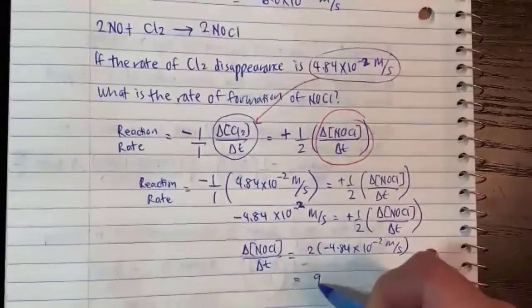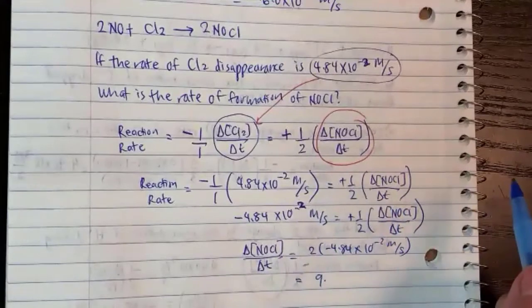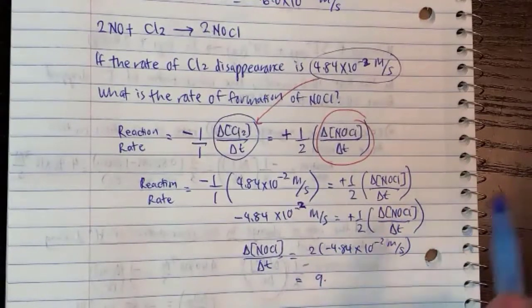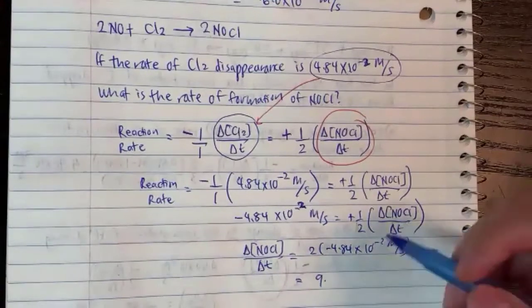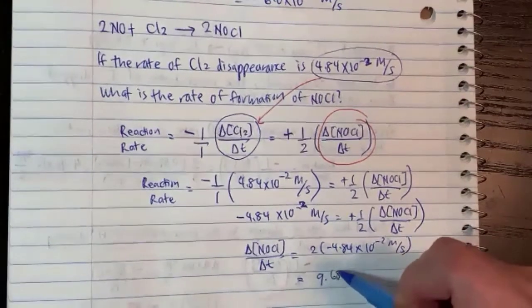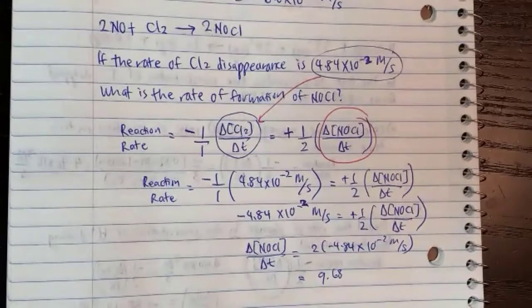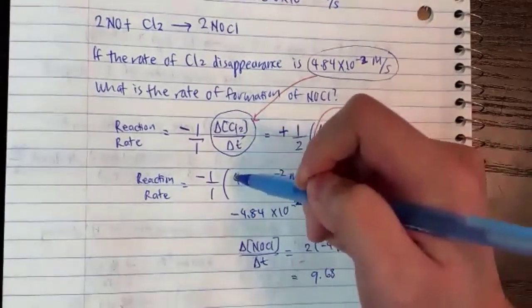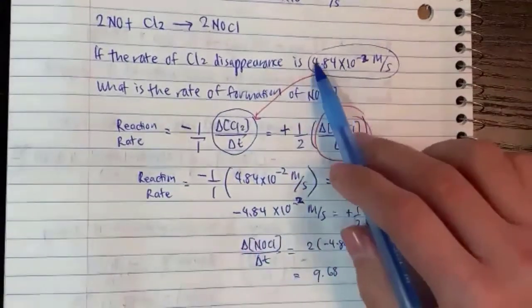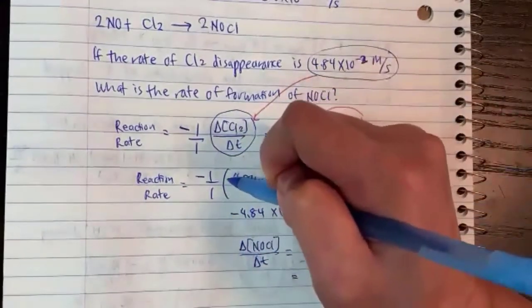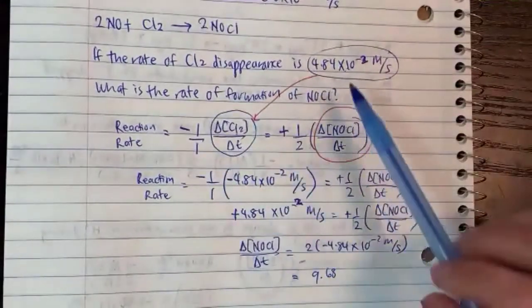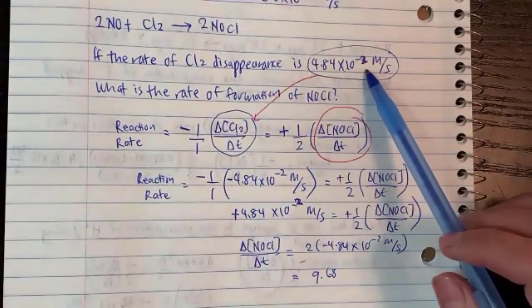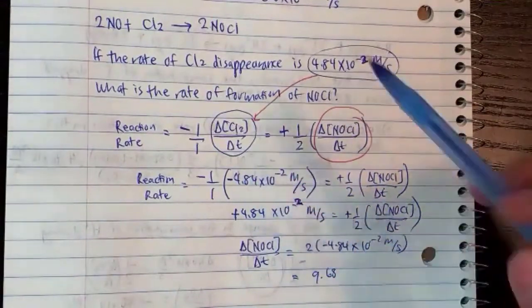So we get 9.68. Did I miss something here? Yeah, this is positive because, oh yeah, I forgot this sign here, sorry. The rate of disappearance is negative, so this is positive here, right? Because it says it's disappearance, but they didn't put the sign here. I had to plug the sign back in here.